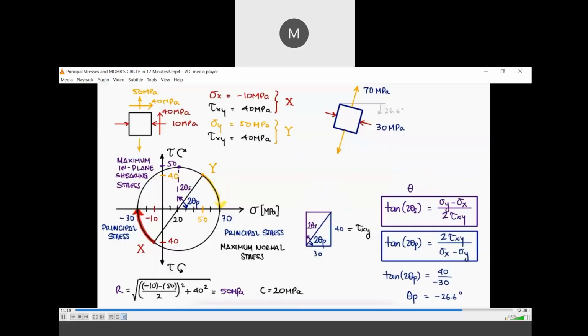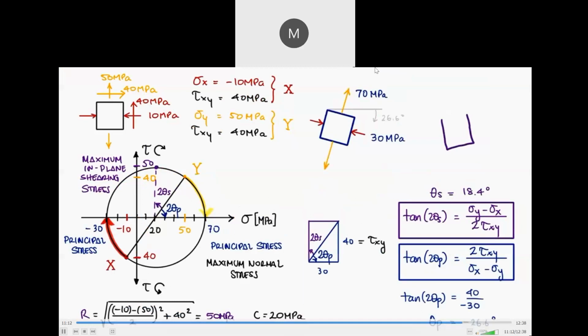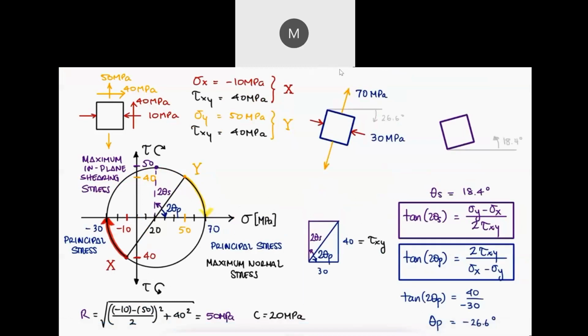A stress element that has been rotated 18.4 degrees in the counterclockwise direction would show a positive stress of 20 megapascals in both the x and y faces, and the maximum shearing stress possible. If we follow the y face, we would find a vector of 50 that is trying to make the stress element rotate clockwise. And if we follow what used to be the x face, we would find a vector of 50 that is trying to rotate the stress element counterclockwise.